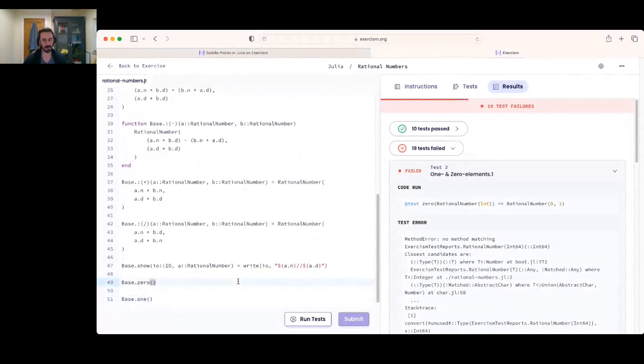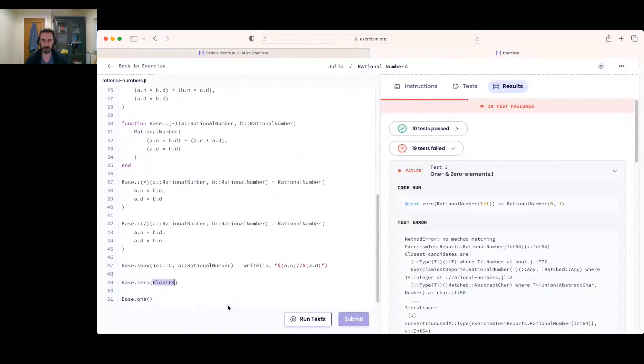The way these functions work is you give them a type. So you say base.0 integer, and it will return a 0 of type integer. Or you say 1 for type float, it will return a 1 of type float. If we say base.0 float64, it will just return a 0 of type float64. So we need to implement some funky way of getting our rational number type in.